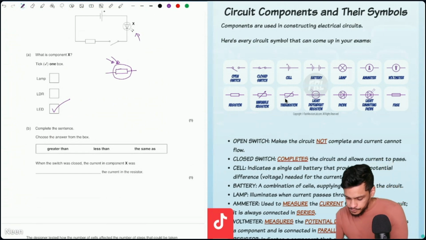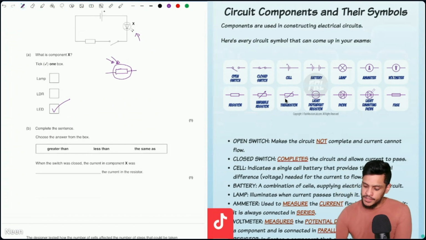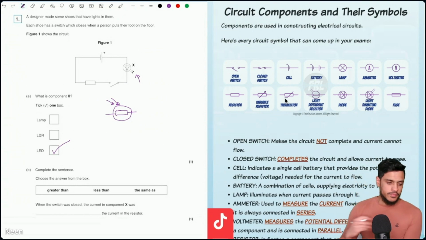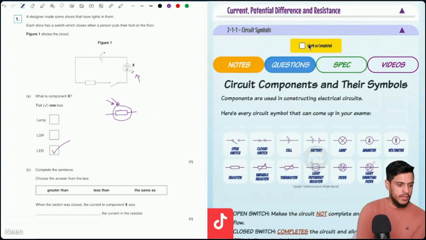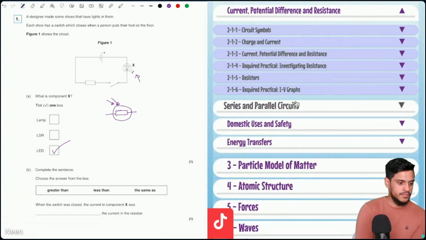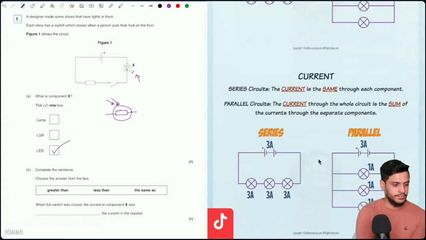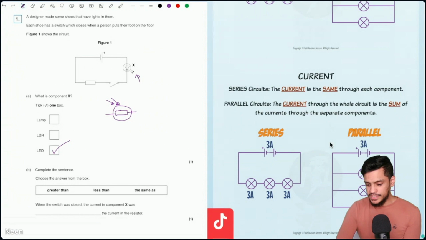Next question. When the switch was closed, the current in component X was something. The current in the resistor. What do you guys think? This is all about series and parallel circuits. Is this a series or parallel circuit? What's the difference between the two? Series means it's all in one loop. Parallel means it's in multiple loops.